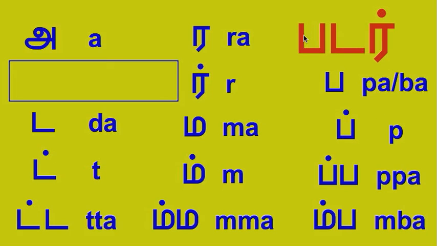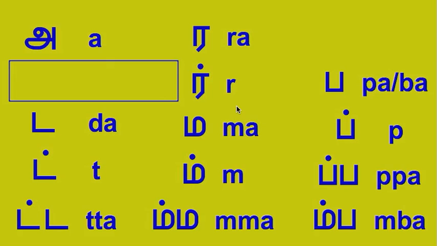Next word. Again, this pa letter is at the very beginning of the word, so it gives you the pa sound. Next letter, da. And the last letter is ir. Pa, da, ir, padar, padar. Alright, that wasn't so difficult.